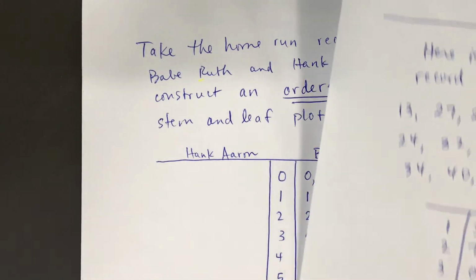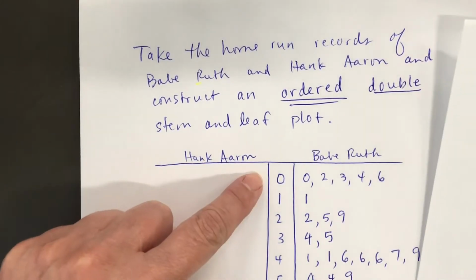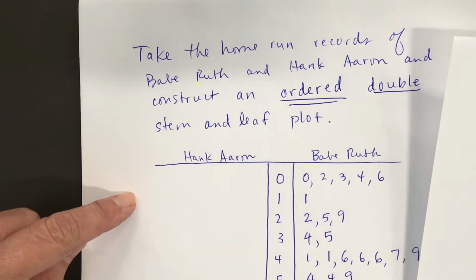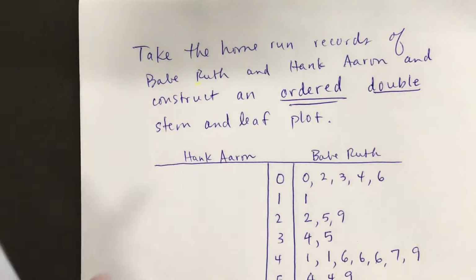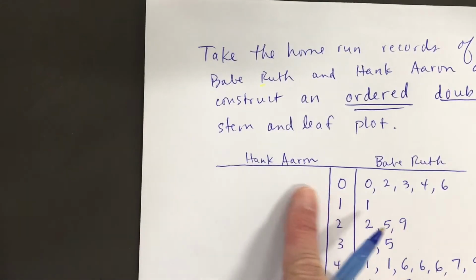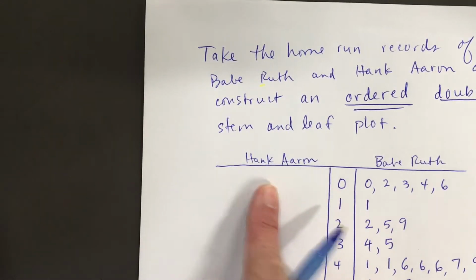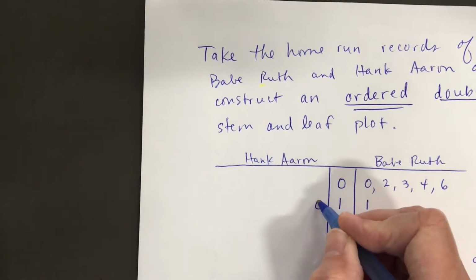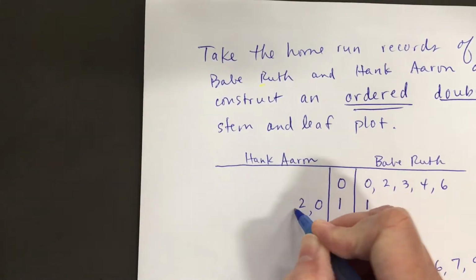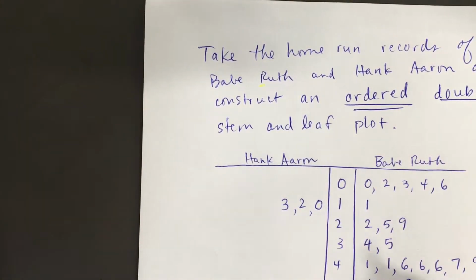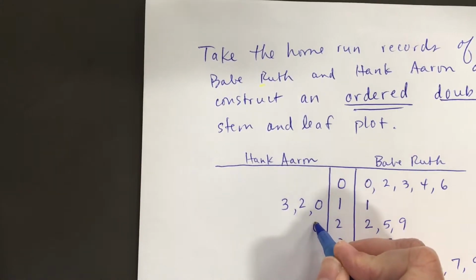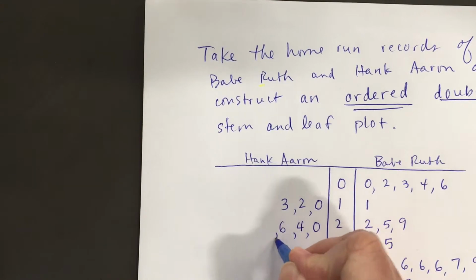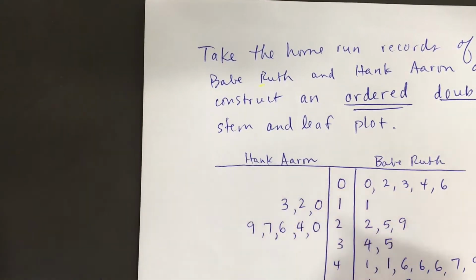For Hank Aaron, I will put the leaves low to high, going from right to left. Hank Aaron had nothing in the ones. In the teens, he did have some. He had 10, he had 12, he had 13. In the 20s, he had 20, he had 24, 26, 27, and 29.